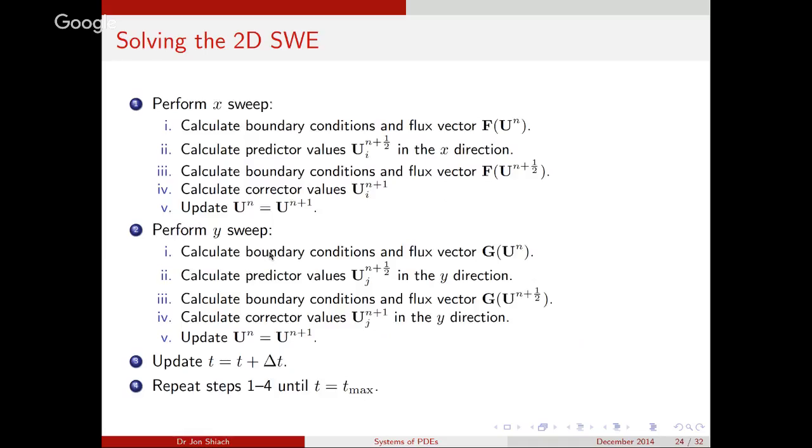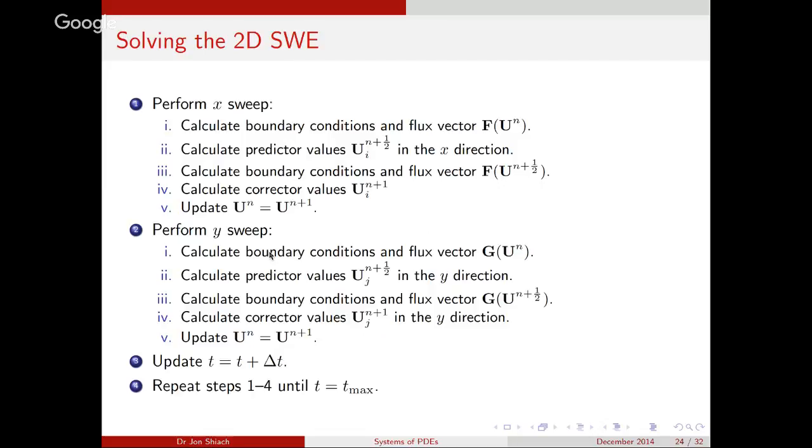Okay, so we performed 2 different sweeps. We solved in the x direction first. Sweeps are pretty much the same. Calculate boundary conditions and flux vector. Once you calculate the predictor, we have to recalculate the corrector, and then we update it. That was your 1D solver in that x sweep.